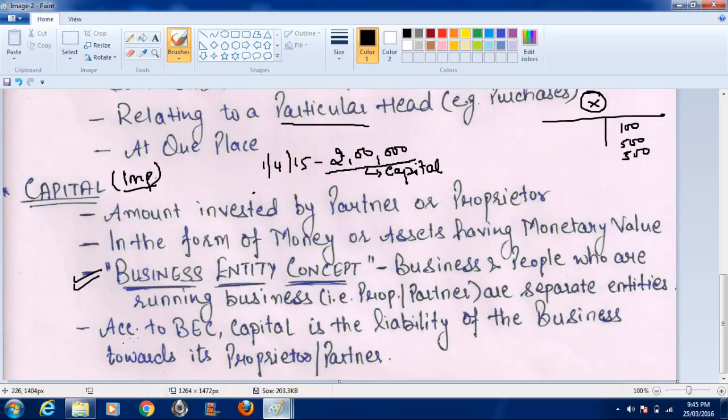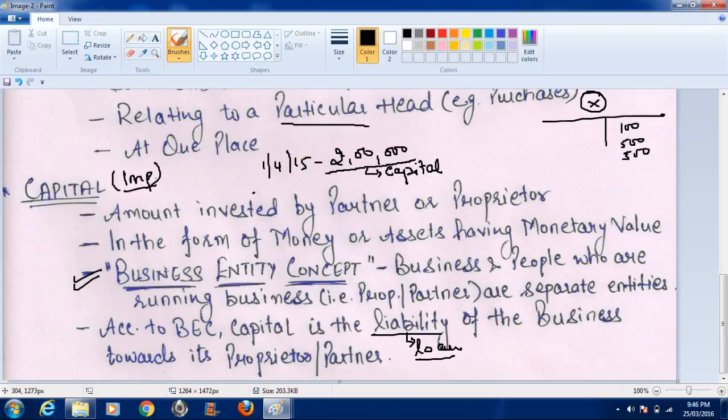Let's go back to this business entity concept. The business and the people who are running the business, that is the proprietor or the partner, are separate entities. According to the business entity concept, capital is the liability of the business toward its proprietor or partner. Liability, like I told you, is like a loan for the business in layman's language, because right now you won't be able to understand what exactly liability is. So in layman's language, I will say it is a loan for the business. Okay. So this is the concept of business entity. This is very, very important.